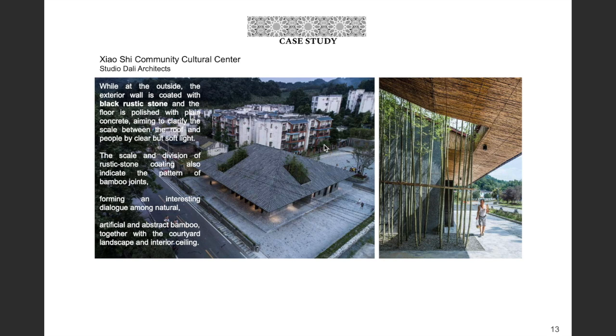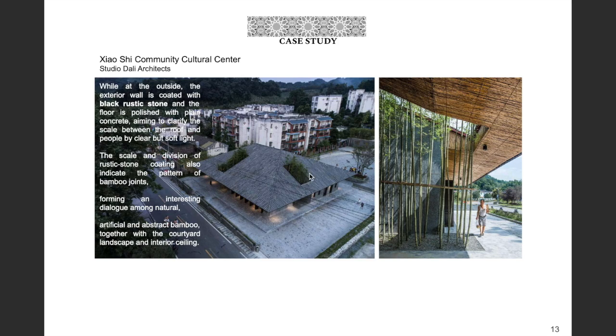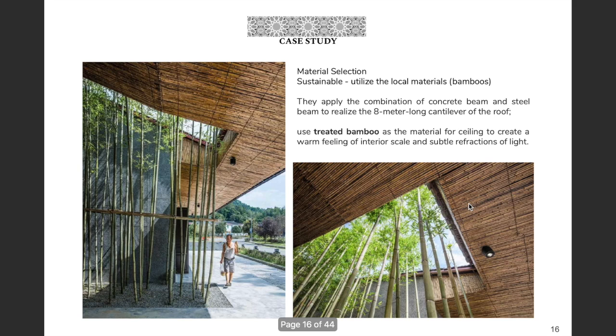Before going into our site, we were supposed to design a community cultural center. This is one of my case study researches, the Xiaoshi Community Cultural Center located in Sichuan, China. Here is the building itself, and these are the surrounding context of the building. The building is actually located here. The main design concept of this building is that the architect is trying to make the building blend into the surrounding context and integrate with nature, as you can see here. It utilizes the local material, which is bamboo, and the ceiling is also made out of the local material, bamboo.